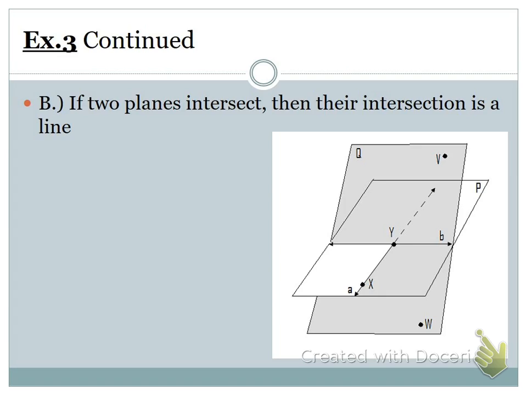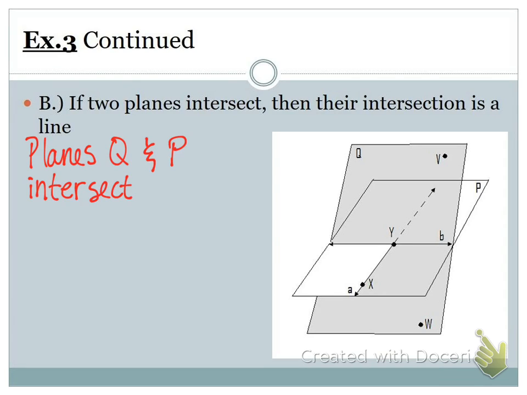If 2 planes intersect, then their intersection is a line. So they first want us to list how many planes? 2 of them. What are our 2 planes? Planes Q and P, we want to talk about their intersection. So those planes intersect where? Line B. Their intersection is exactly one line. In this case, that is line B. Questions, concerns, example 3.